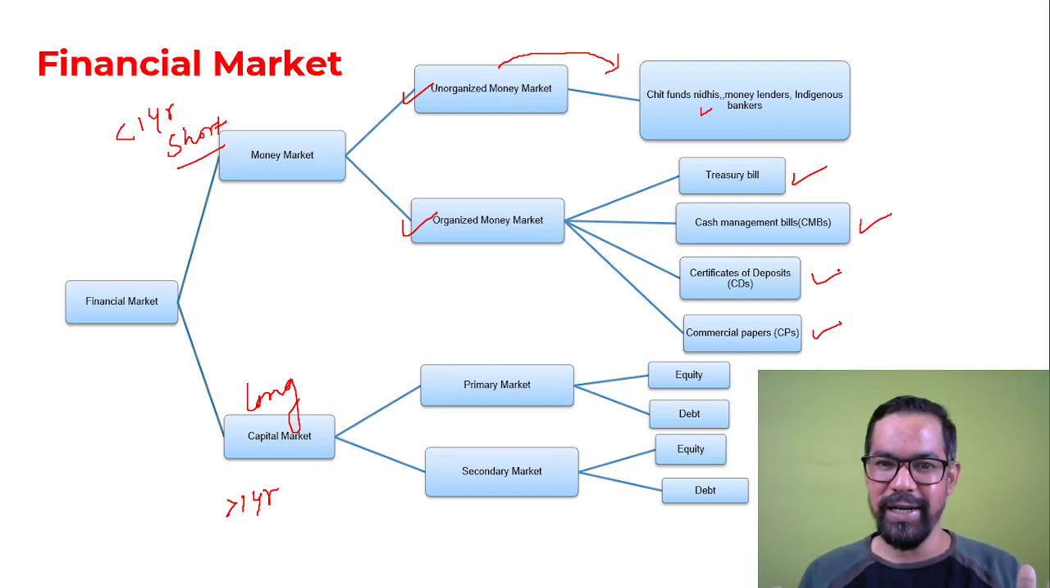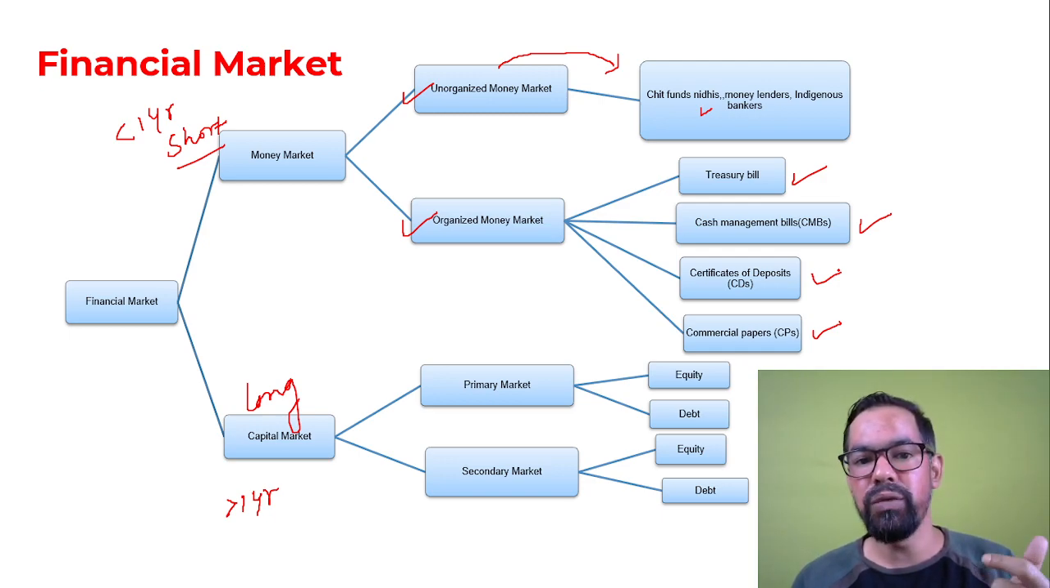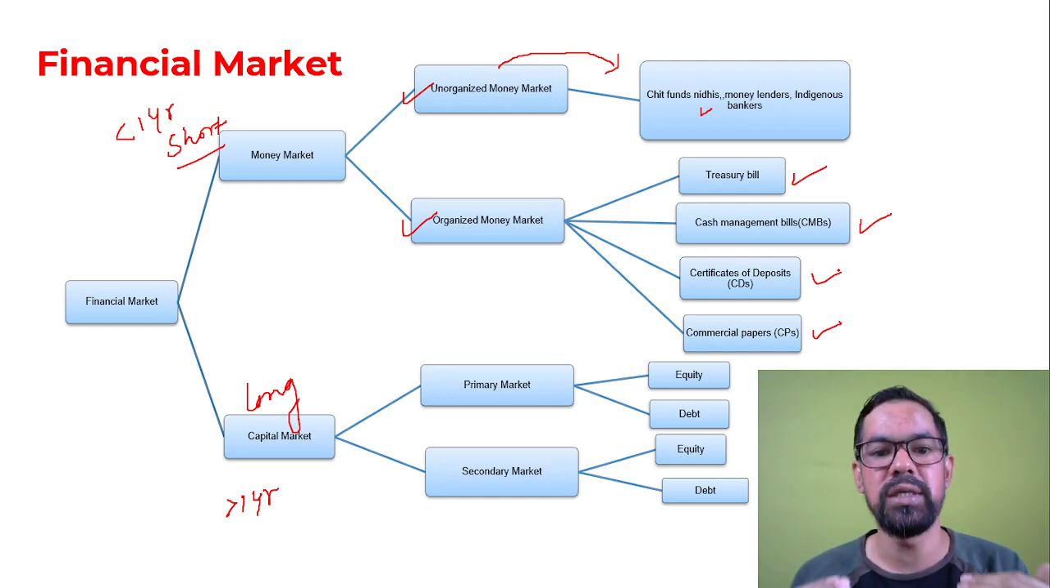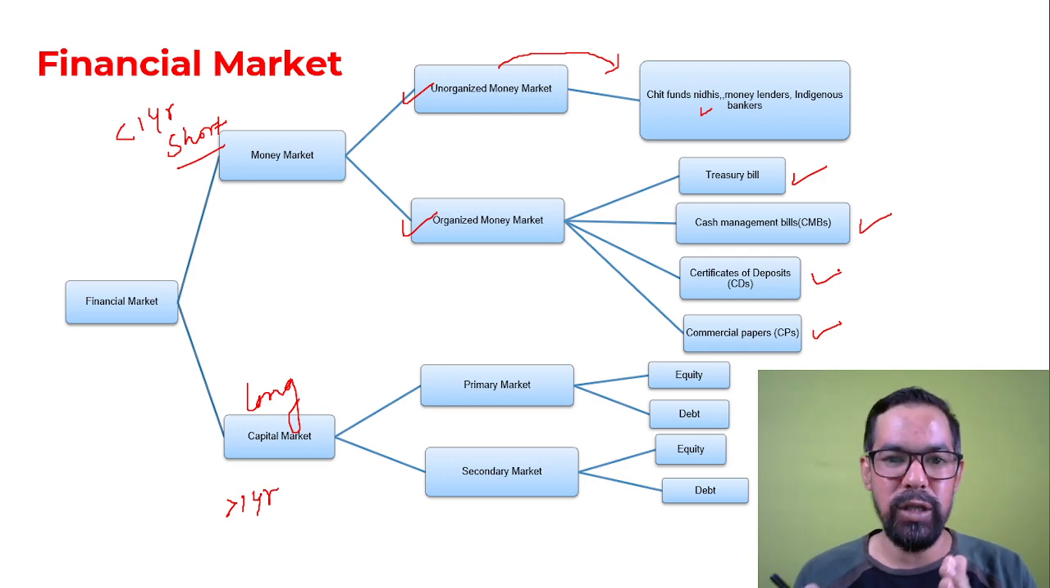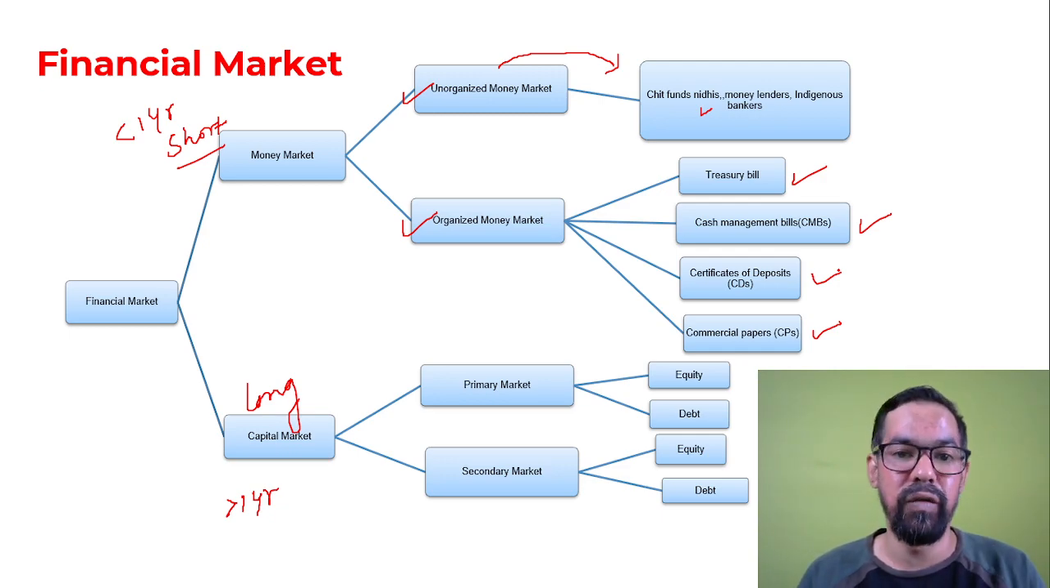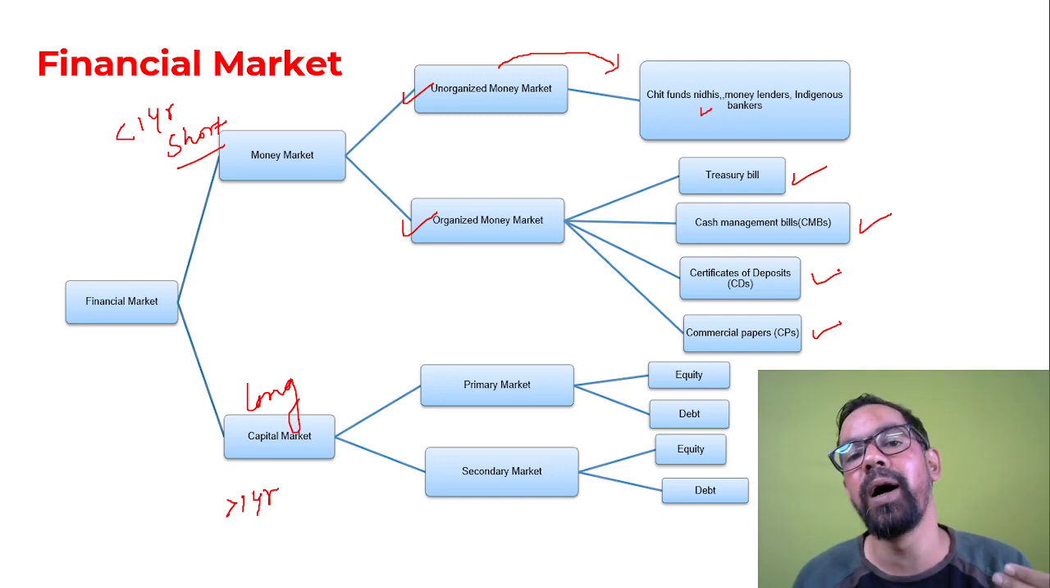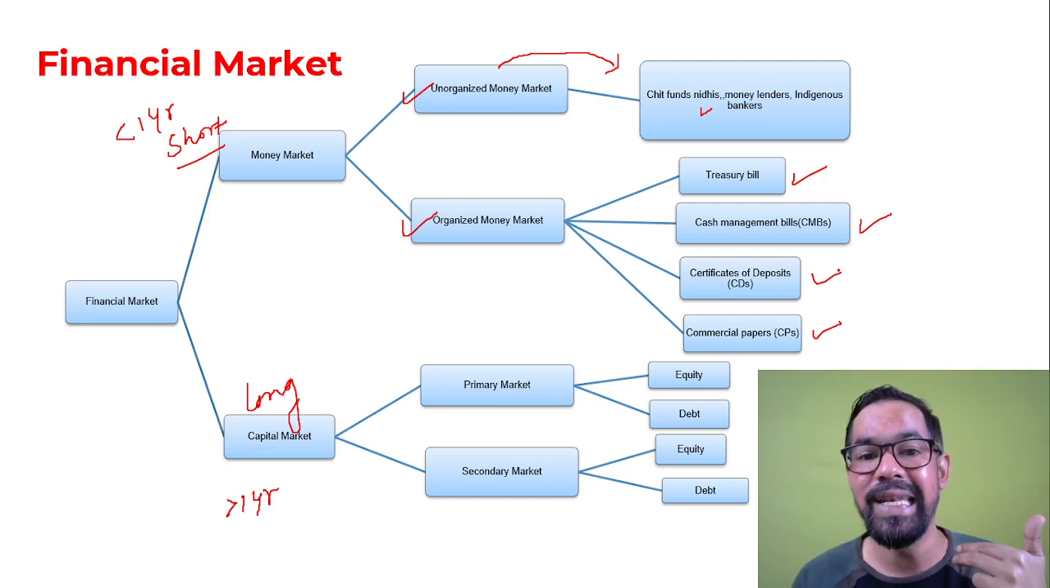We have a number of products in this particular category as well. The categorization is based on two things: one is organized and another one is unorganized. If you talk about these particular products, I'll come with a detailed video about the money market, where we will understand the different products of the money market, or these instruments, in detail as well.